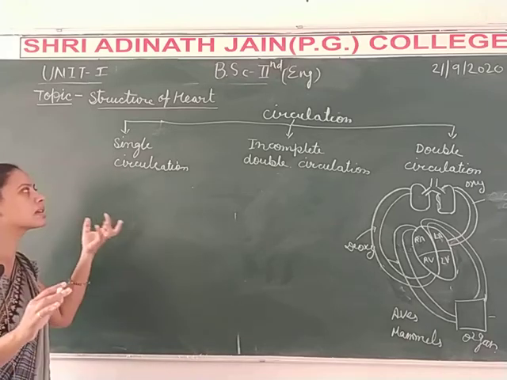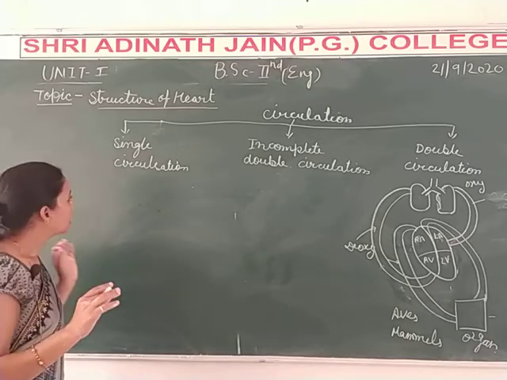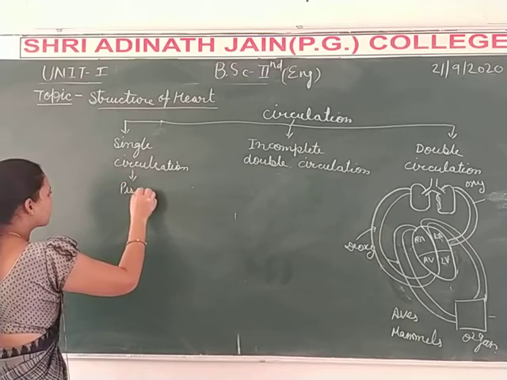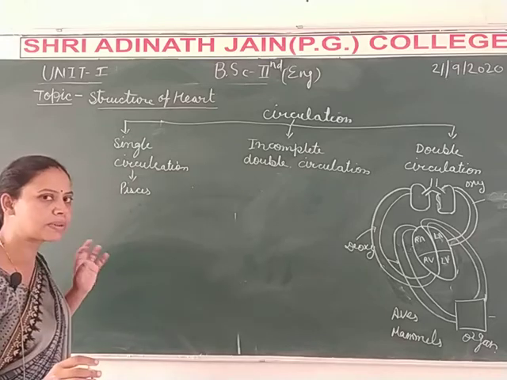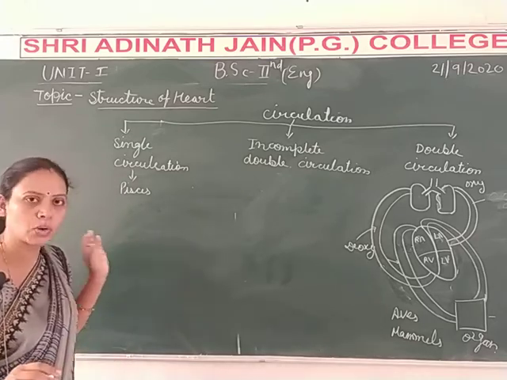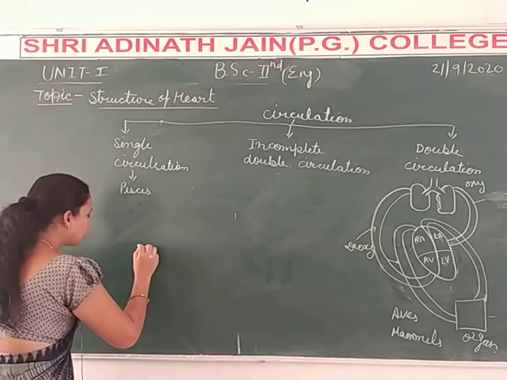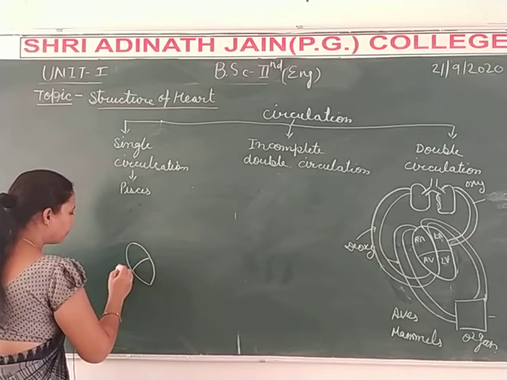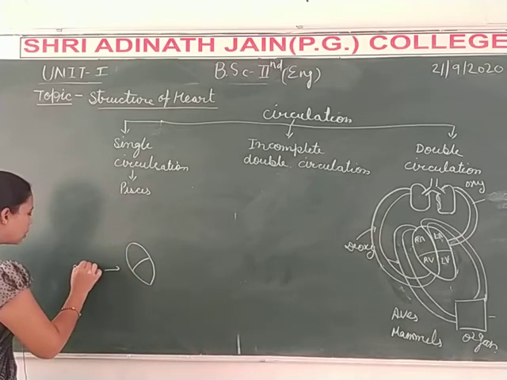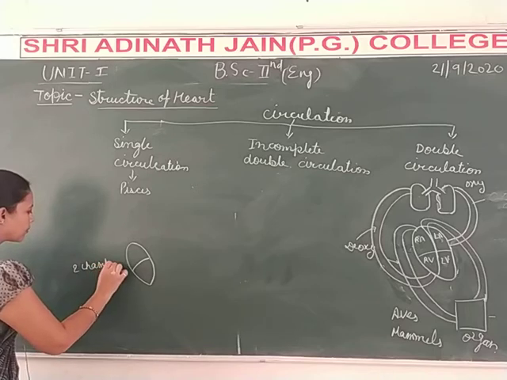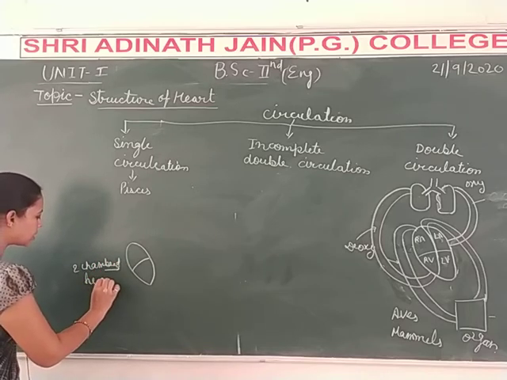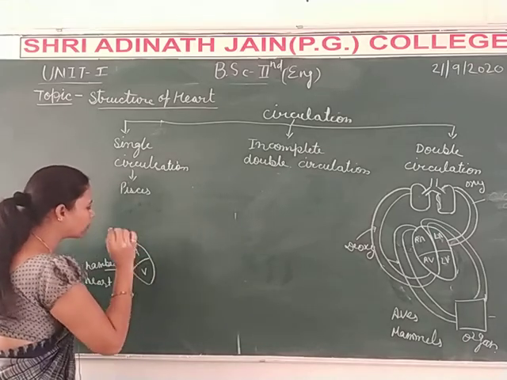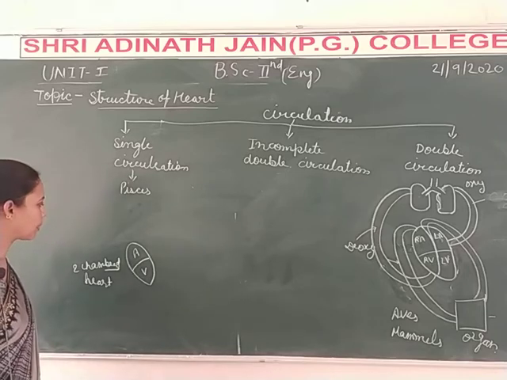Now we are going on to single circulation. This type of circulation is found in fish species. In these animals, the heart has only 2 chambers. We can say in these animals a 2 chamber heart is there, with 1 auricle and 1 ventricle.